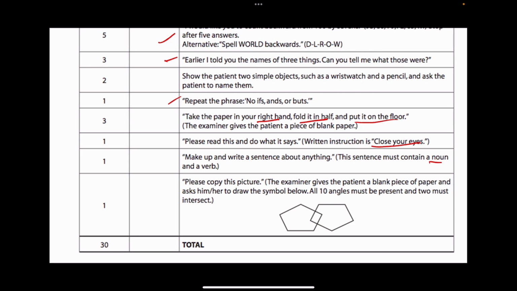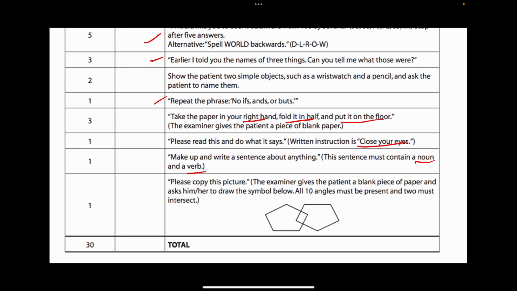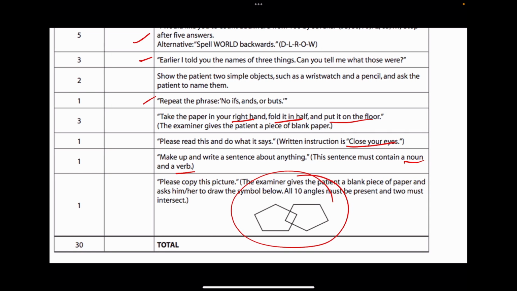Make up and write a sentence about anything. Obviously, it must contain a noun and a verb, so have them write a sentence. Can they comprehend what they're writing? How is their writing? If it's very, very small writing, it could be other problems. Copy the picture. This is the two interlocking pentagons. Okay, so can they redraw this picture?